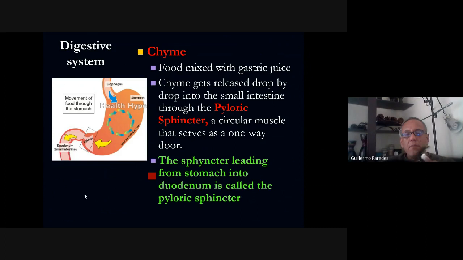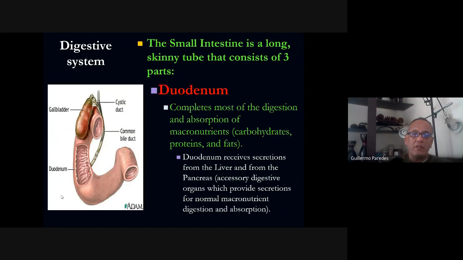All right, so let's keep going. They're going to go through the pyloric sphincter, going from the stomach to the duodenum. The sphincter leading from the stomach into the duodenum is called the pyloric sphincter. The duodenum, in Latin, means 12 fingers. So that is the length of the duodenum.